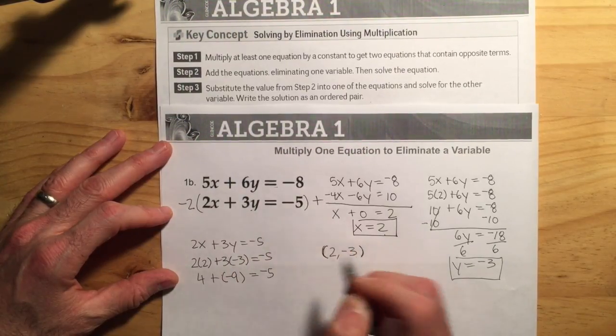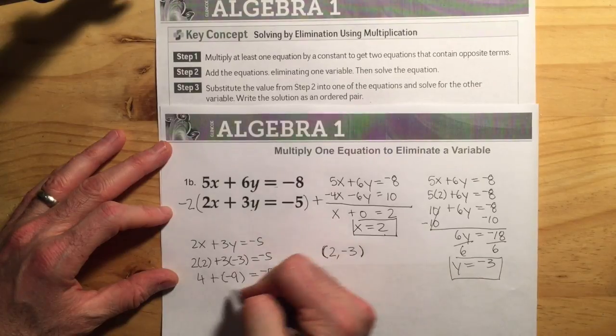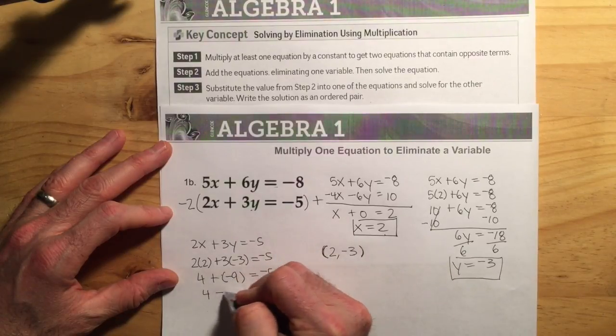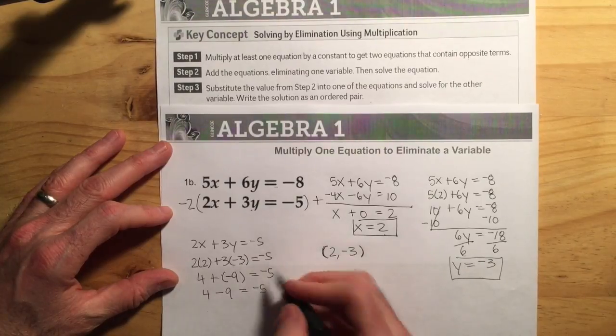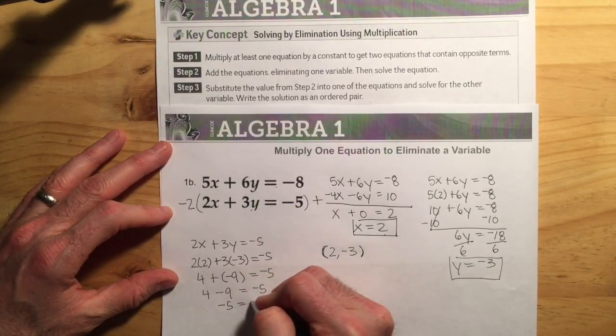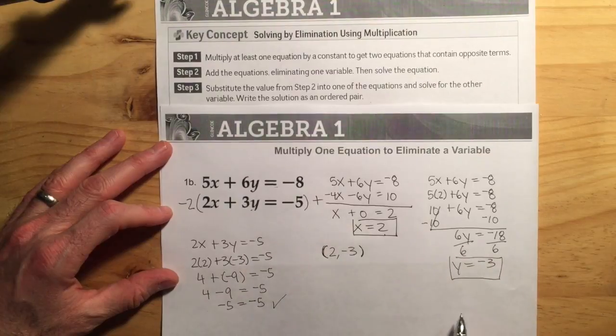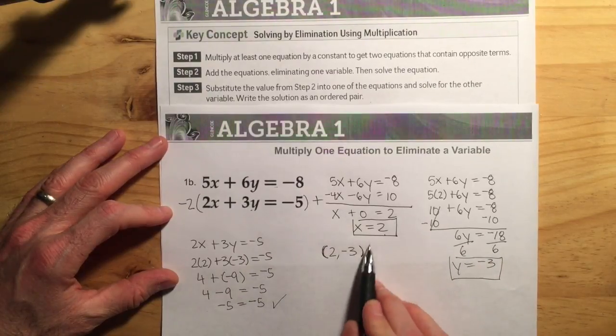equals -5. All right, let me fix this. This is really 4 minus 9 equals -5. And 4 minus 9 is -5. So -5 does equal -5. So therefore, this is the solution to our system. Finished.